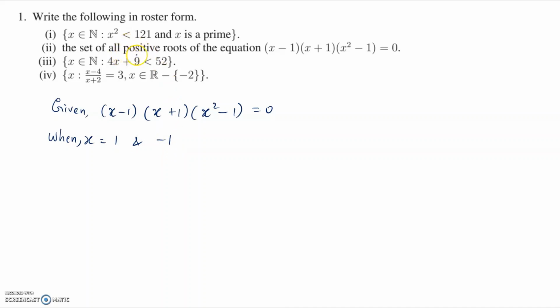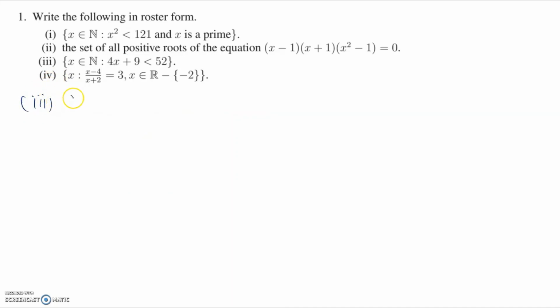But we are given the condition that it's a set of all positive roots. Therefore, the solution is just 1. Minus 1 is a negative root. Therefore, 1 is the solution to this problem. This is the second problem. Let's take the third one.